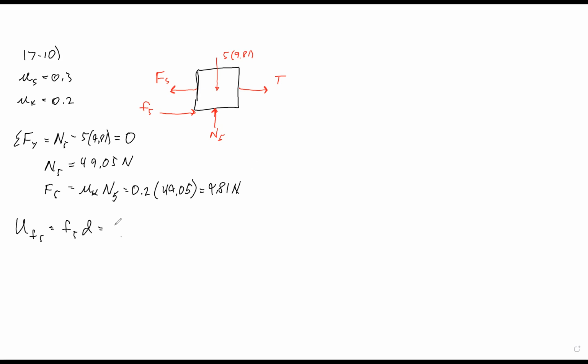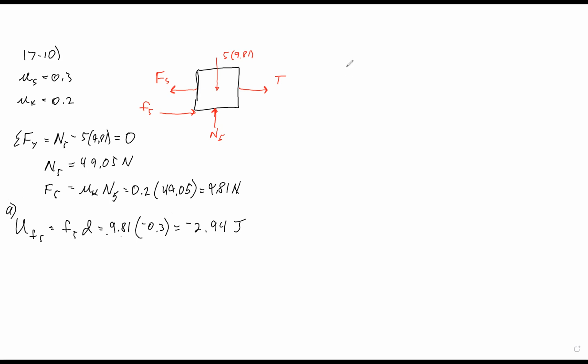And they told us that this force is, well, we know the force is going to the right, but the block is moving to the left. So it's going to be the 9.81 times negative 0.3 meters. That's the 300 millimeters to the left. So that's going to equal negative 2.94 joules. So that's part A.